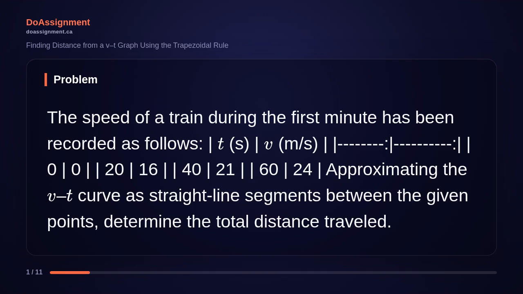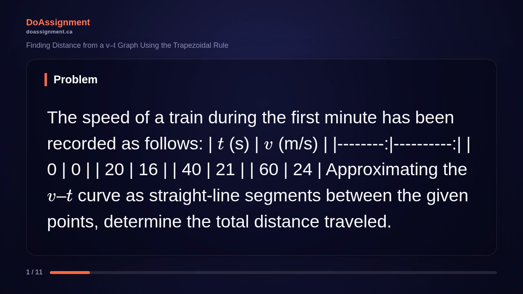The speed of a train during the first minute has been recorded at 4 moments. At time 0 seconds, the velocity is 0 meters per second. At 20 seconds, the velocity is 16 meters per second. At 40 seconds, the velocity is 21 meters per second. At 60 seconds, the velocity is 24 meters per second. Approximating the VT curve as straight line segments between the given points, determine the total distance traveled.